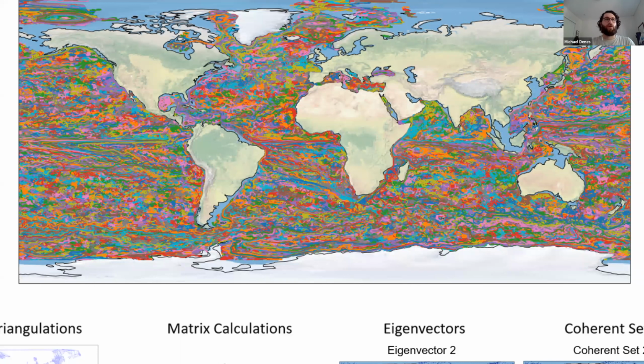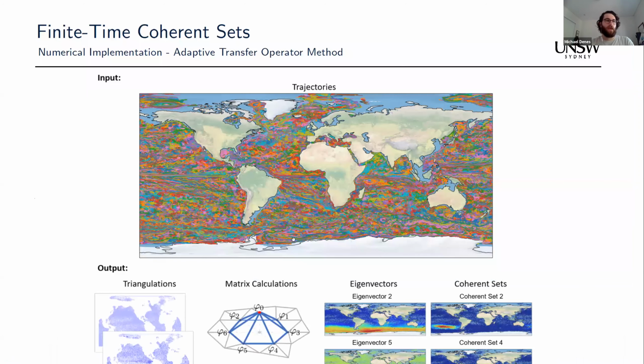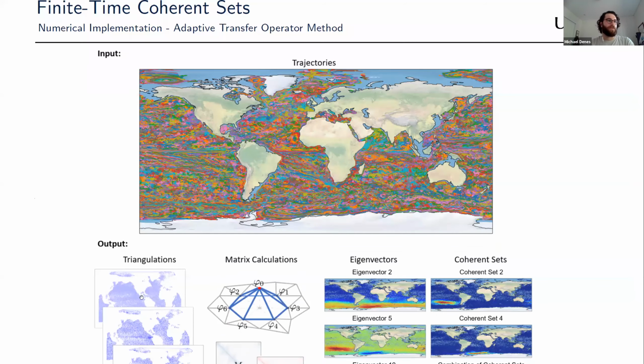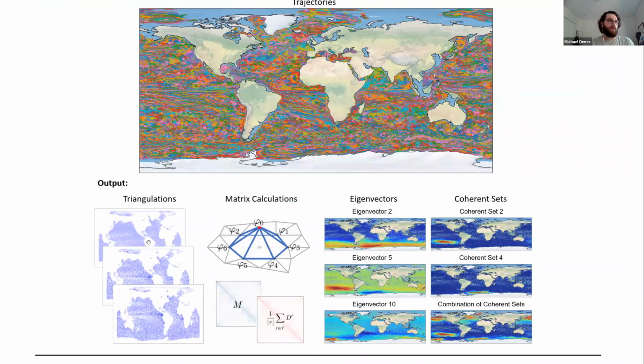And all we need for our method is all of these different trajectories at different time points. And what we do is we take at each time point the positions of those trajectories and we triangulate them. So these are three different time steps for triangulations, and basically we're connecting the closest particles together.